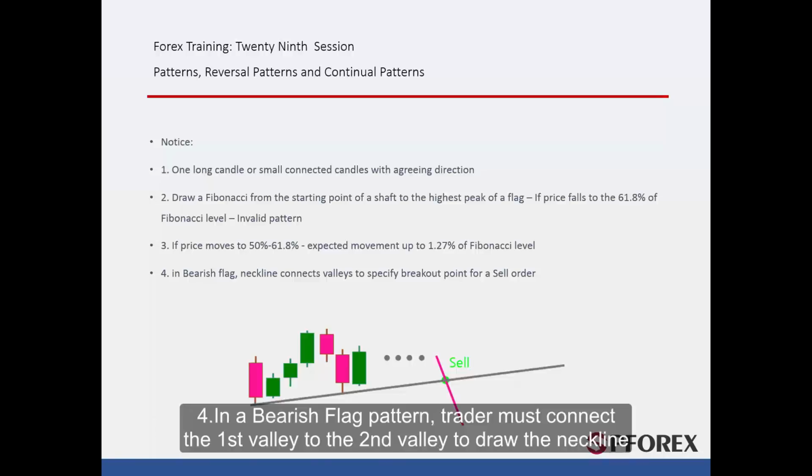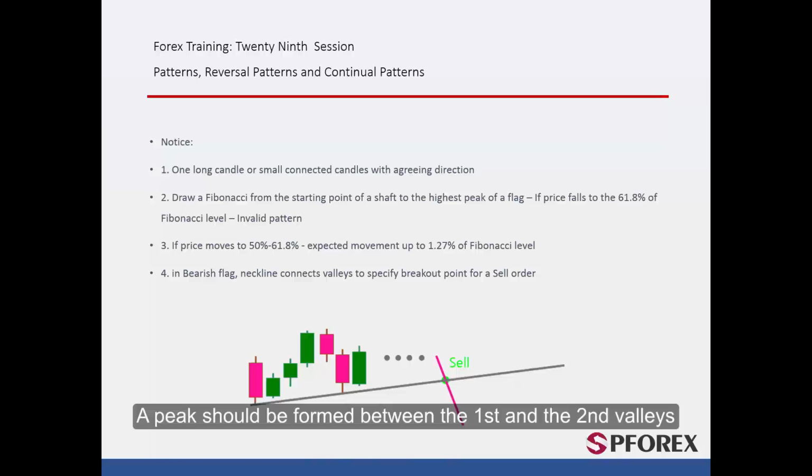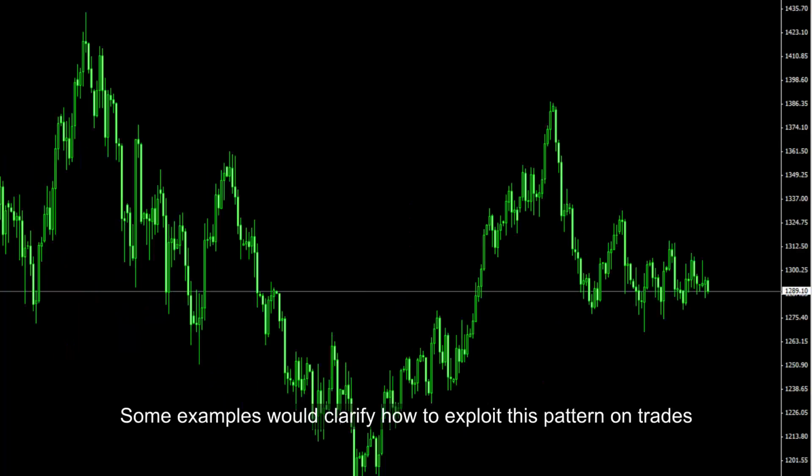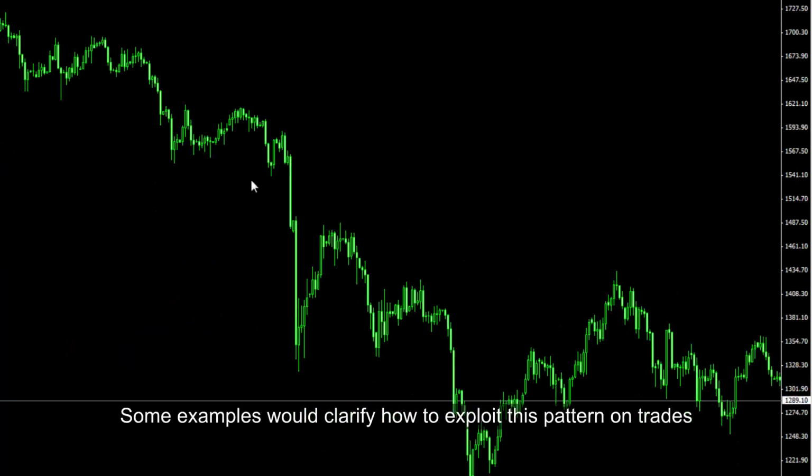In a bearish flag pattern, a trader must connect the first valley to the second valley to draw the neckline. A peak should be formed between the first and second valleys. After the second valley, market price should increase to form more waves. Whenever the market price crosses the neckline, a breakout point will be made.